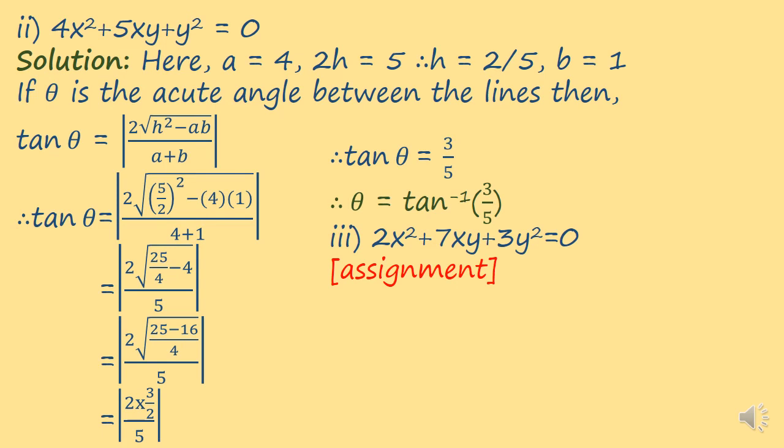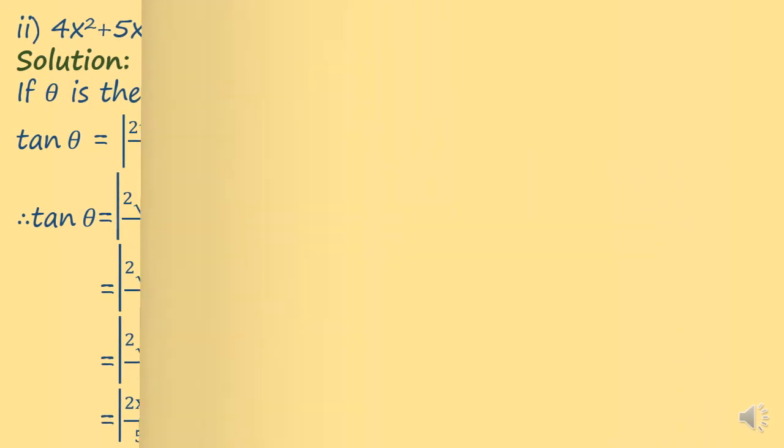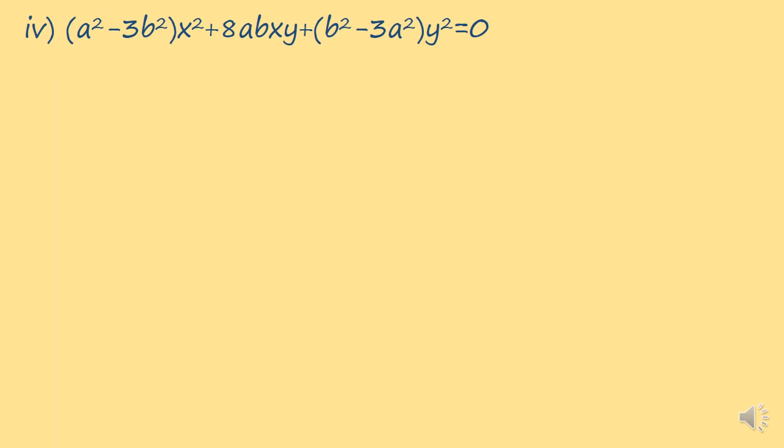Now the next sum, the third question, you can try it out as assignment in the same manner as the first and second question have been done. The fourth question is given as a square minus 3b square into x square plus 8ab xy plus b square minus 3a square into y square. Again, these are a pair of lines and we are supposed to find the acute angle between them. Looking at the equation, there is no need to take tension because it has to be solved in exactly the same manner as we solved the first three sums which are there.